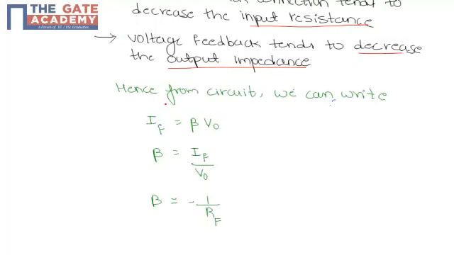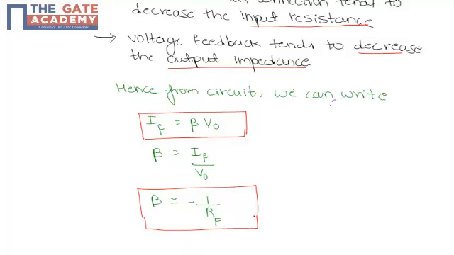Hence from the circuit we can write If is equal to beta into V0. We want the beta factor, so beta is equal to If divided by V0. So beta is minus 1 by Rf. Hence this is the required answer. So option D is the correct answer.